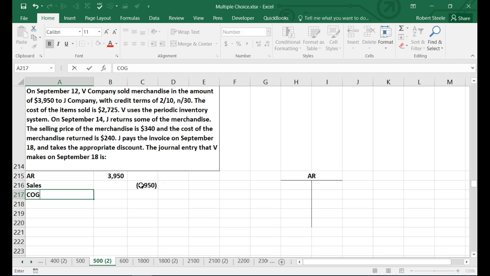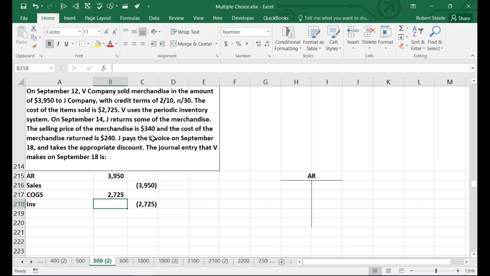Cost of goods sold would then be affected, and that would be for the 2725. And we would have the fact that the inventory is going down. Inventory is going down by the 2725. So these are the two, you can think of them as two separate journal entries. Basically, they happen at the same time. This is the sales half, this is the fact that the inventory is going down, and the expenses of cost of goods sold are going up.